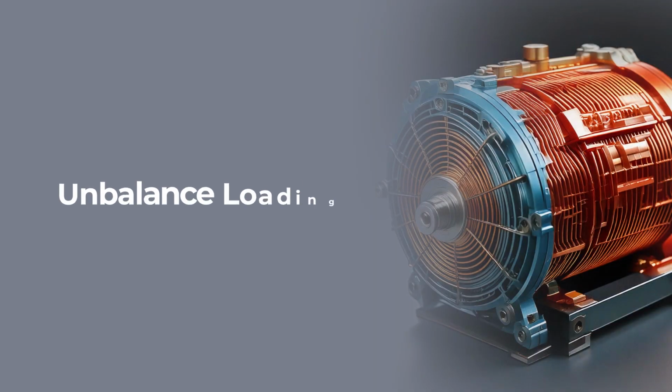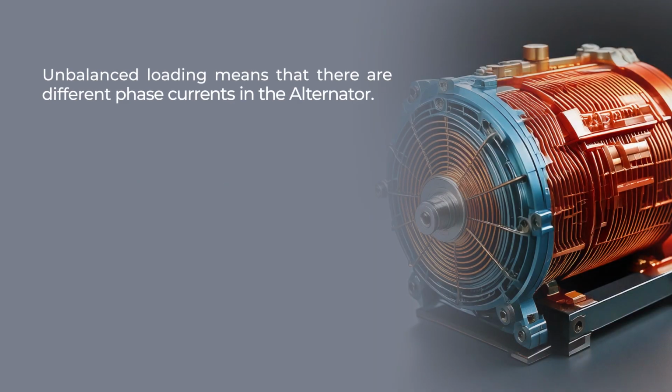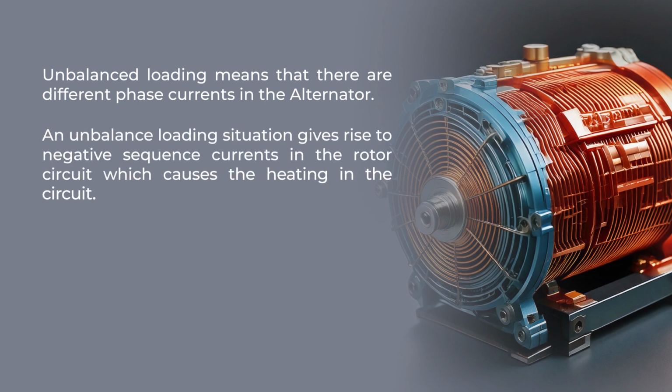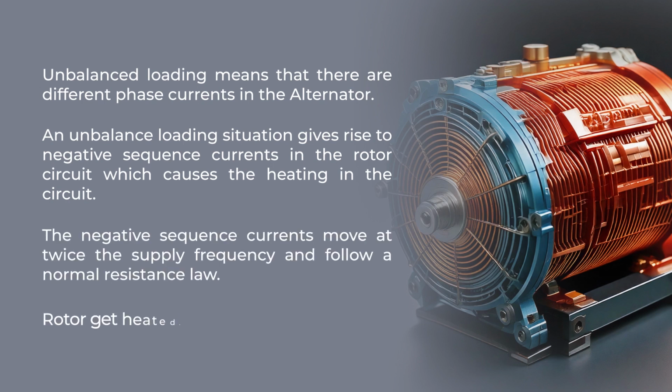The third situation is unbalanced loading. Unbalanced loading means that there are different phase currents in the alternator. Uneven distribution of load and ground faults, line to line fault or line to ground fault can cause unbalanced loading. An unbalanced loading situation gives rise to negative sequence current in the rotor circuit. The negative sequence heating follows a normal resistance law and hence is proportional to the square of the current. Due to this heating, hysteresis and eddy current losses also increase.